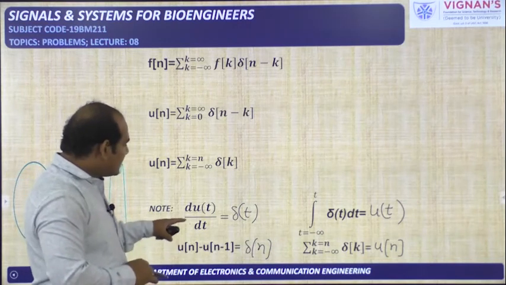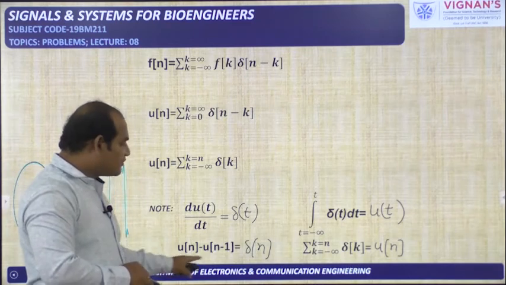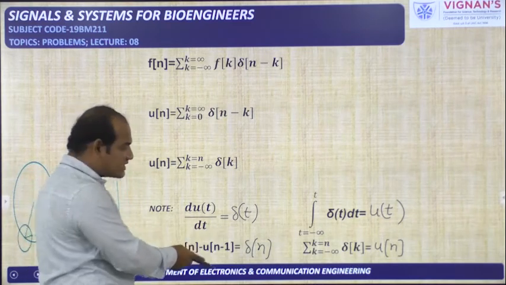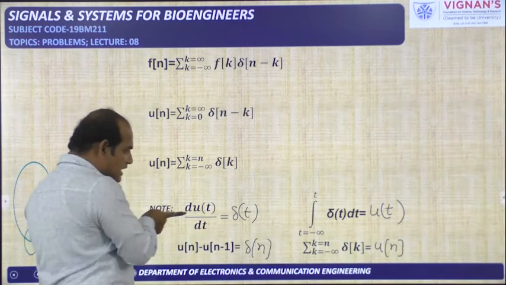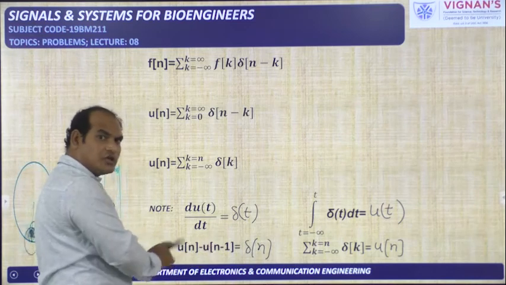I have already said that in continuous domain differential equation, in discrete domain difference equation. So these definitions, these equations are also similar to each other. Del of t we will get for the differentiation of the u of t, del of n we will get for the difference equation of the u of n.